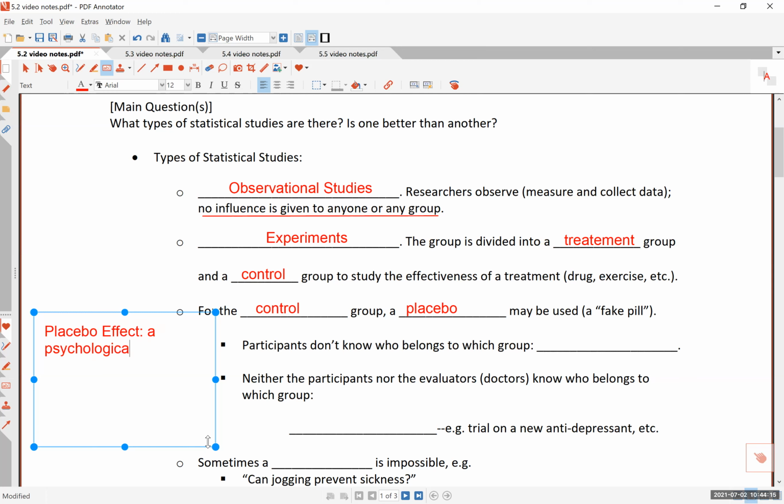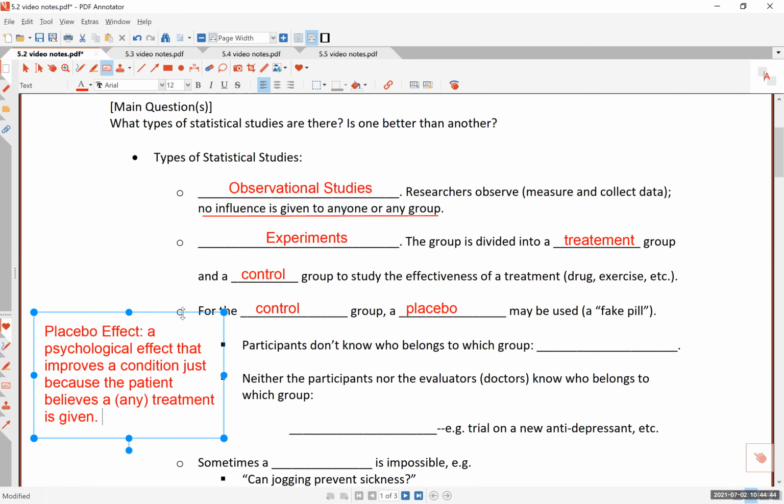It's a psychological effect that improves a condition such as illness or some sort of ailment, just because the patient believes any treatment is given. Sometimes because the person thinks, oh yeah, I should be getting better because I am getting treated with this new medication, that makes the person actually better.